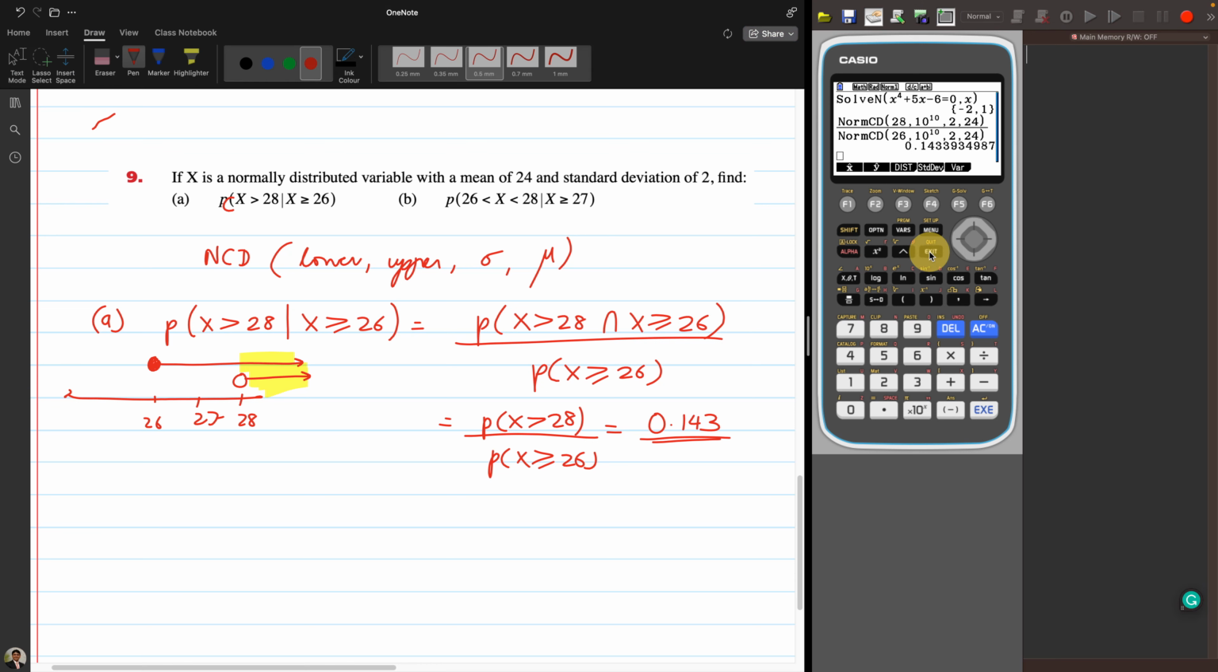Okay, so you'll be here. You go to option, stat, distribution, normal, NCD. Now in exams if you forget what the order is, you see that and see what the order is. The same order you play. So lower limit, upper limit, you don't have to learn it, you can just look at that and do the same thing. The next one, part B.